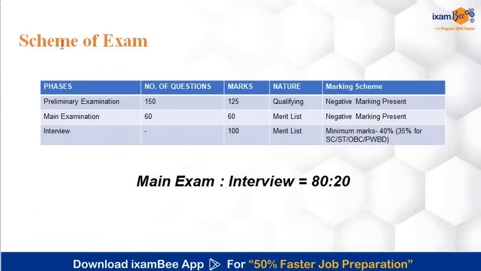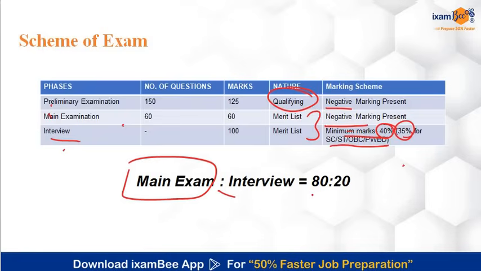And if you are talking about the scheme of this exam, in prelims there is negative marking and in mains there is also negative marking. Prelims will be qualifying in nature, and mains and interview will be part of the merit list. For the interview, the minimum marks to qualify is 40%, and if you belong to a category like SC, ST, OBC and PWD, then 35% marks will be required. And the weightage for the mains exam and the interview will be 80 and 20% respectively.